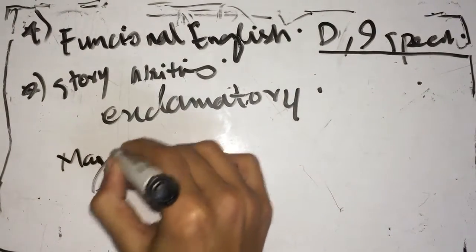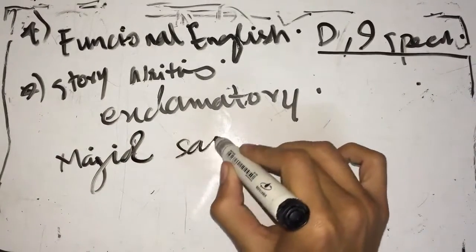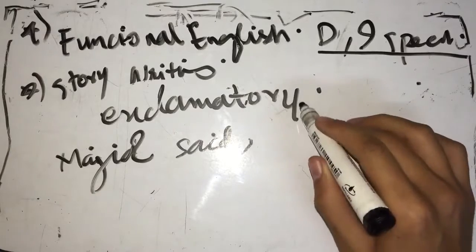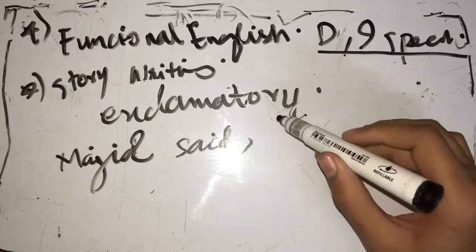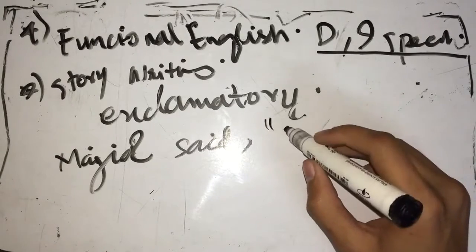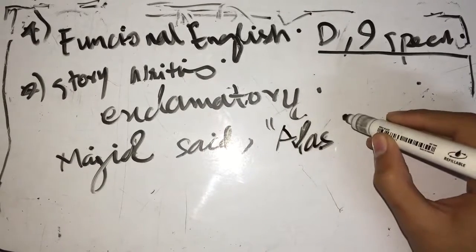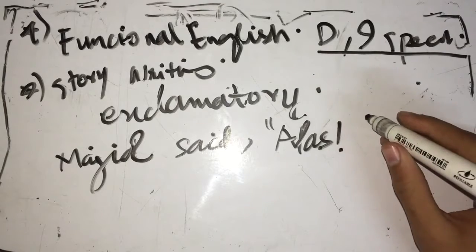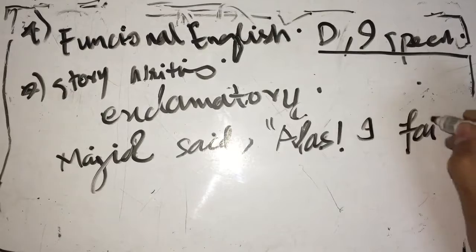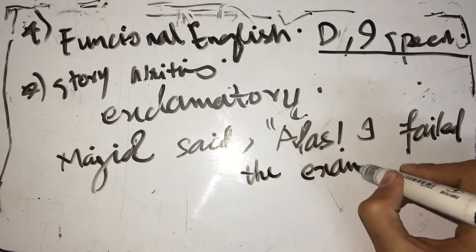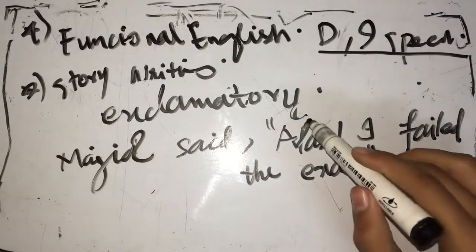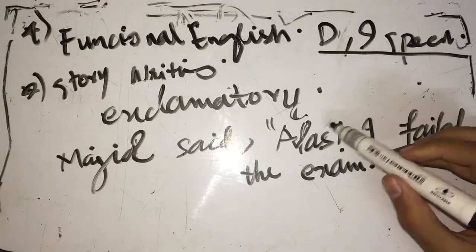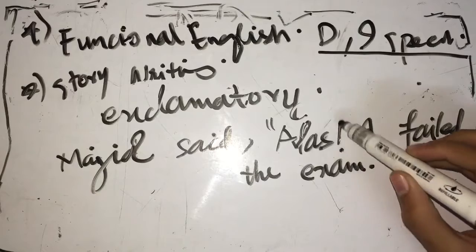For example, if I say that Majid said, you have certain reserved words for your exclamatory sentences. So, for example, if I say that Majid said, "Alas, I failed the exam." So alas is a reserved word for your exclamatory sentences. This reserved word is identifying that this sentence is an exclamatory sentence, and it's using an exclamation mark after this word.